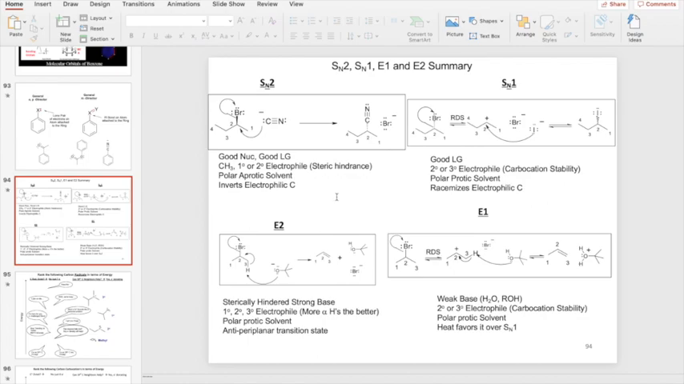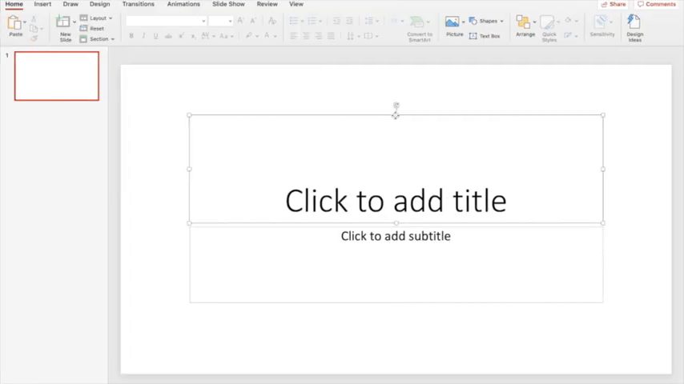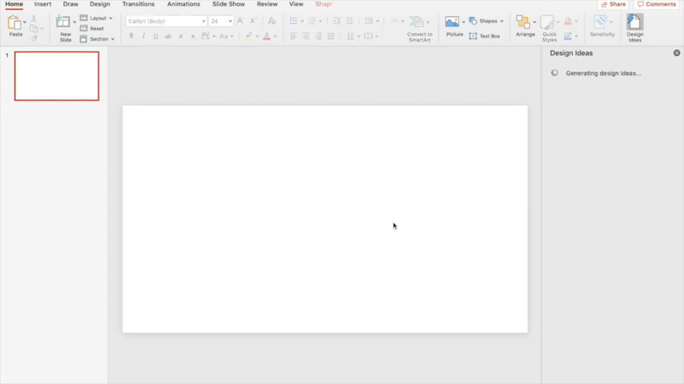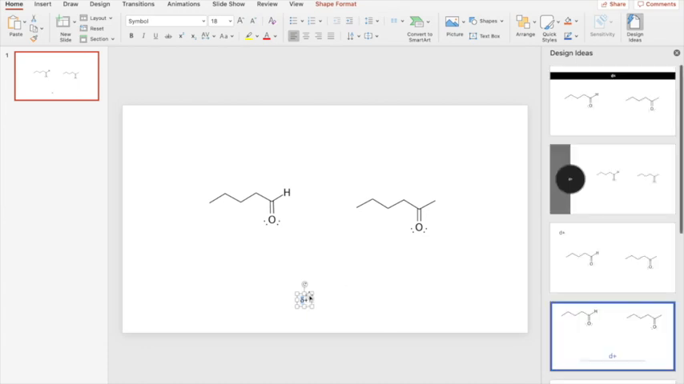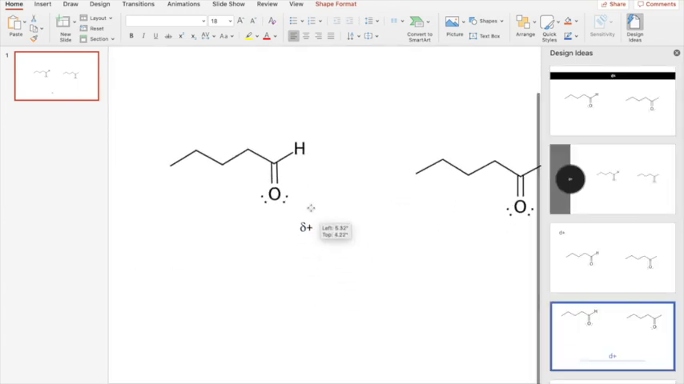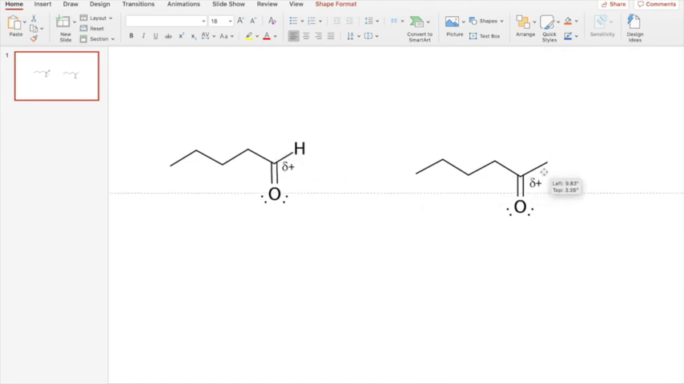So let's try this. I'm sure you can agree they should both have a delta positive charge here. So there'll be a delta positive for the carbonyl carbon. That's what makes it a good electrophile. But is one going to be slightly more positive than the other one? Yes, the aldehyde will be a little more positive.